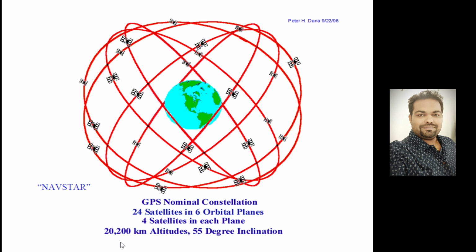So if you look at the altitude where these 24 satellites have been placed, it is around 20,000 kilometers altitude and 55-degree inclination. Look at these elliptical rings; whatever ring you consider, you will find four satellites orbiting in that particular plane. So every plane has four satellites. Total six orbital planes are there. This is an example of Navstar.